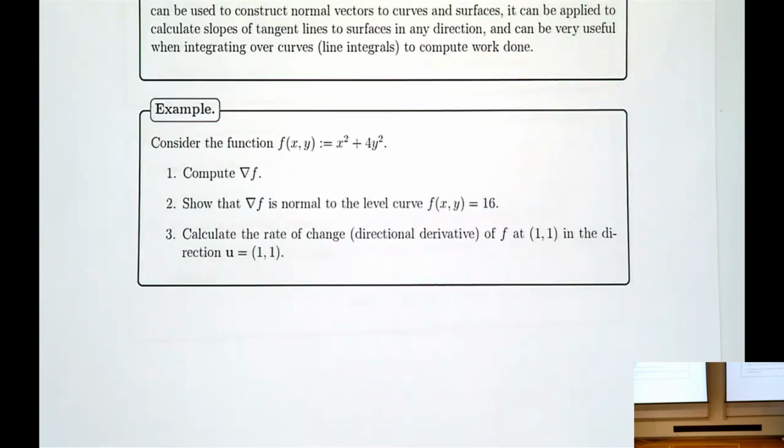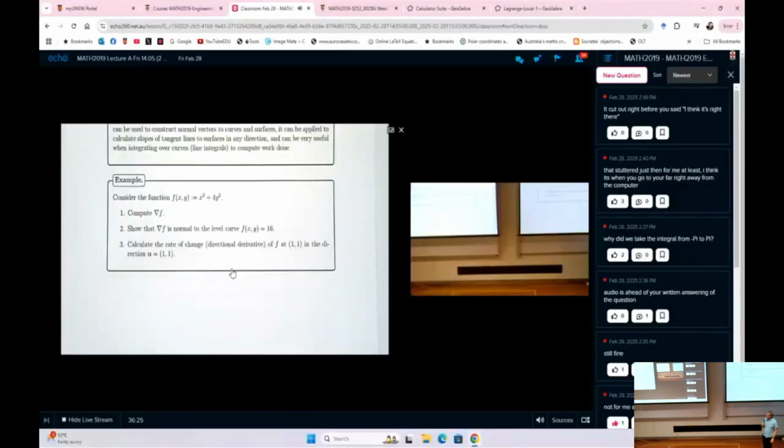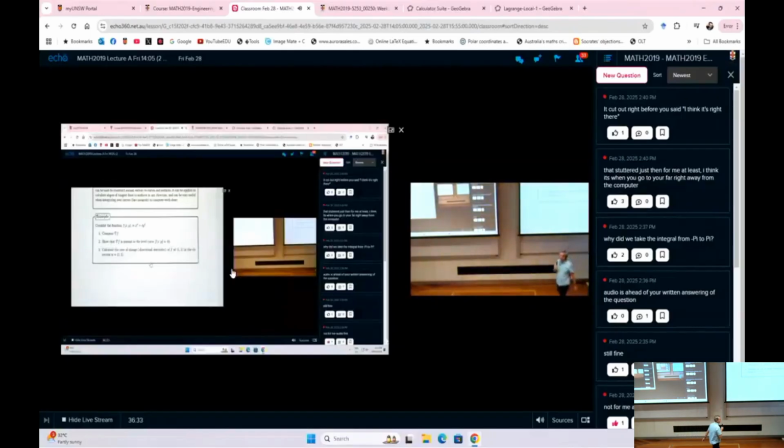There's a couple of dead spots, so people are saying it's cut out. There are 2 dead spots in this theatre. I know where they are. There's one there and there's one there. I will try to avoid those. Thanks for letting me know.